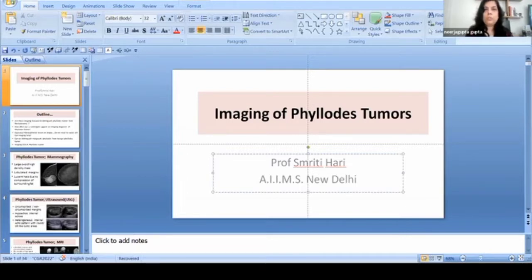So, phyllodes tumors on mammography: it is mostly an ovoid, high density mass, and you can see that it is well circumscribed and it has slightly lobulated margins, which become more and more prominent as you see the larger phyllodes. And sometimes you can see differing densities within the large tumor.